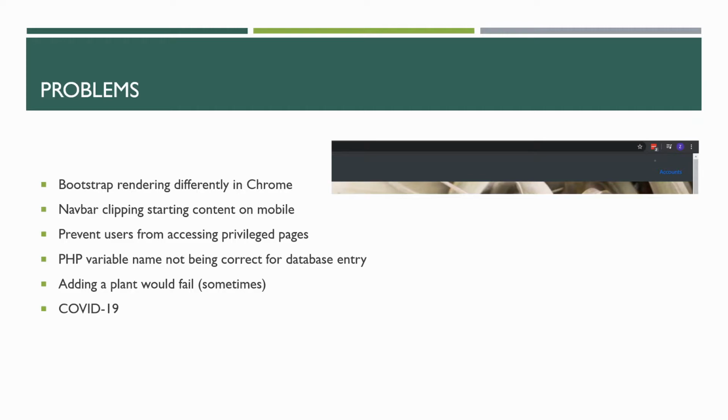And adding a plant would sometimes fail, and I couldn't figure out what was doing it. But just changing the type of field it was in the database ended up fixing this issue. I think it might have been a length requirement that I wasn't aware of. And then the COVID-19 situation put this project on a back burner for a while, where I just wasn't actively working on it because I had other stuff going on.